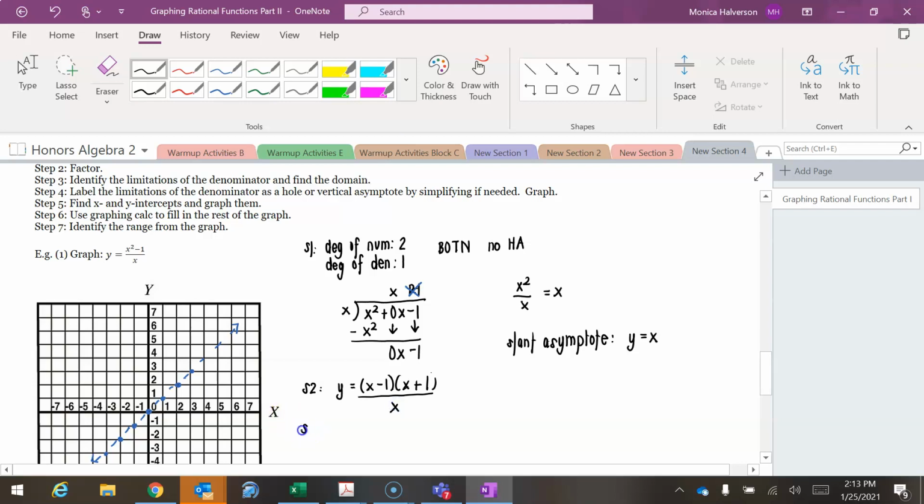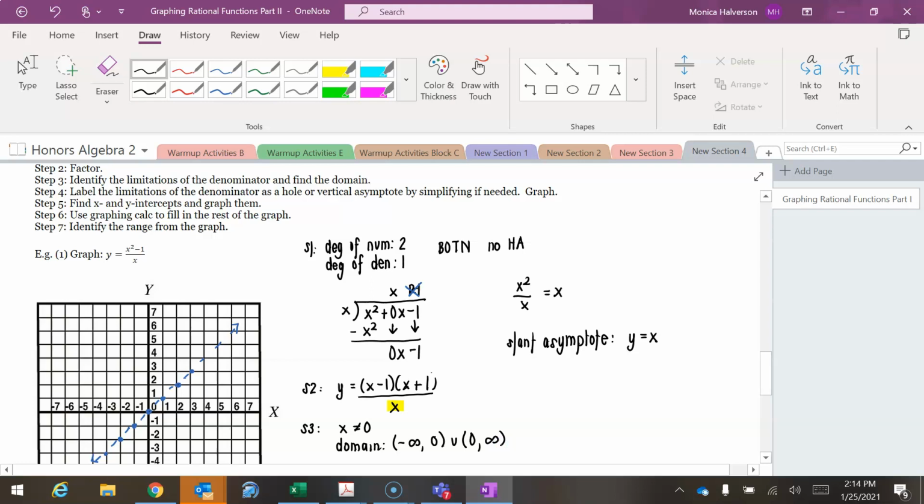So step 3 is identify the limitations. Well, there's only one x in the denominator, so we set that equal to 0. X can't equal 0. So we can find our domain here. Our domain is going to be negative infinity to 0 and 0 to positive infinity.